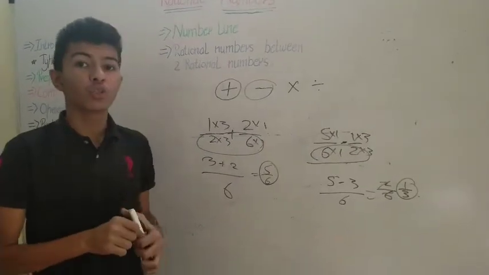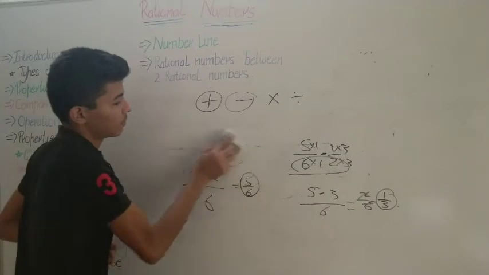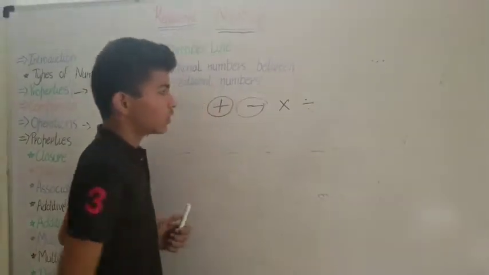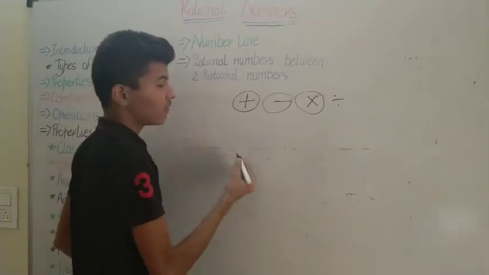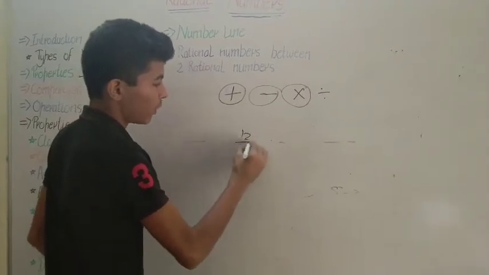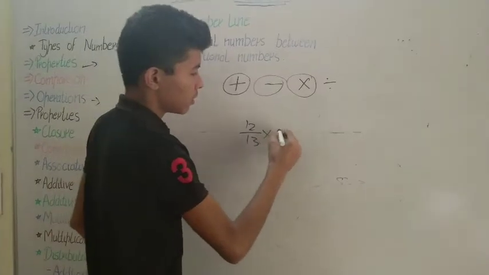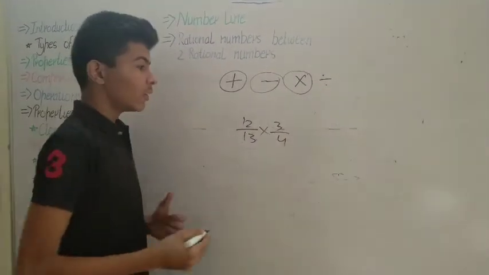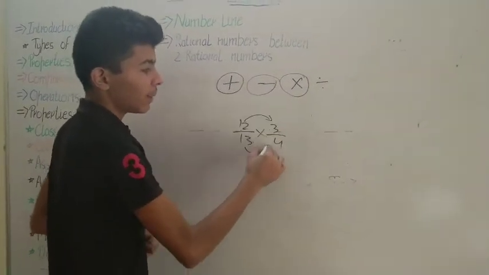Now there is another story for the multiplication and the division. So now let's move to multiplication. If numbers are given, just like 12 by 13 multiplied by 3 by 4, we simplify, multiply the numerators and multiply the denominators to get the term.